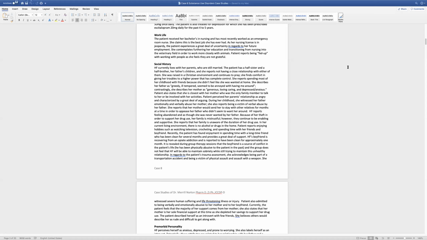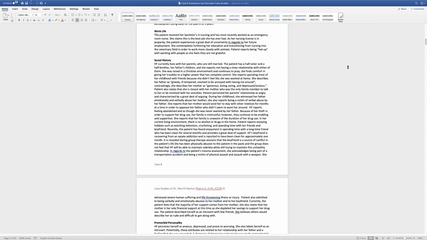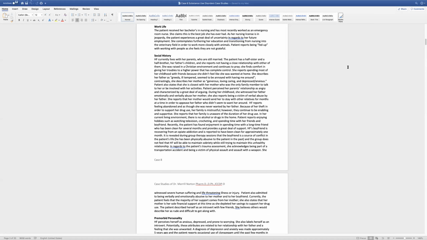Patient has half sister, half brother, father's children. Patient perceived parents' relationship as angry and characterized as a great deal of arguing. During her childhood, she witnessed her father emotionally and verbally abuse her mother. Reports being a victim of verbal abuse by the father. Reports her mother would send her to stay with other relatives for months in order to appease her father, who didn't seem to want her around. She reports feeling abandoned, and thought she was never fully wanted by her father.